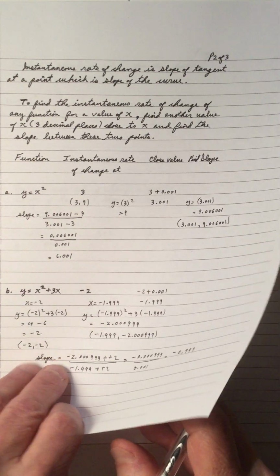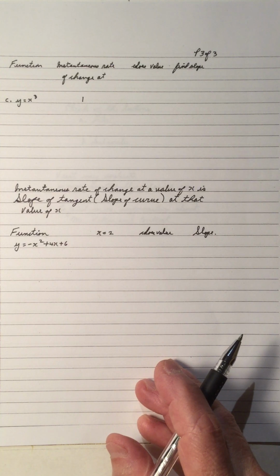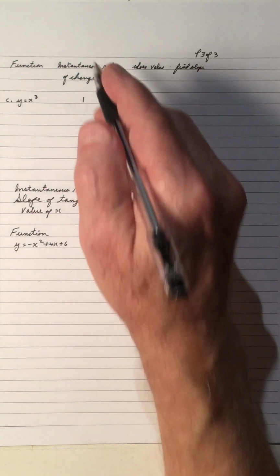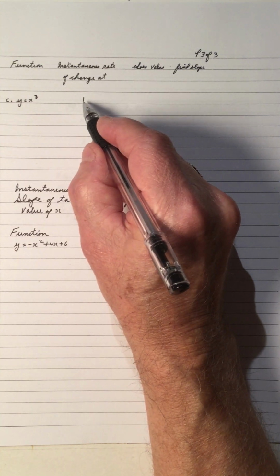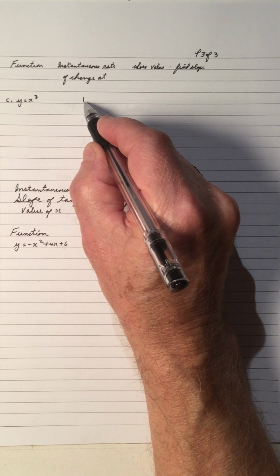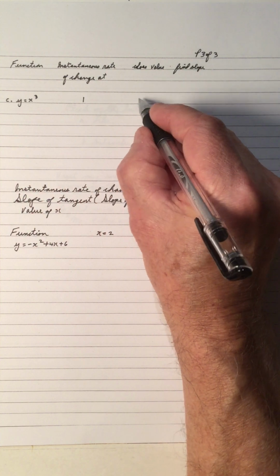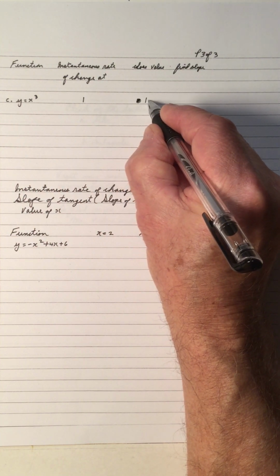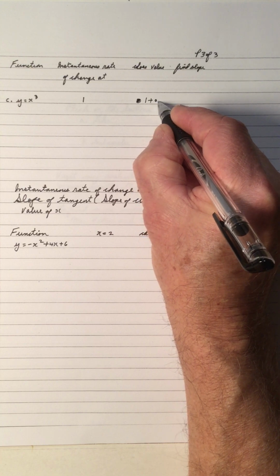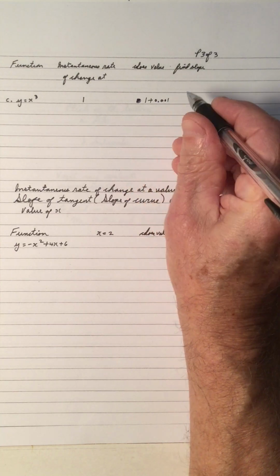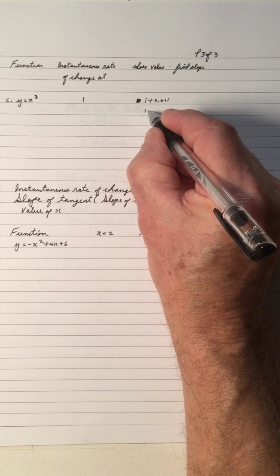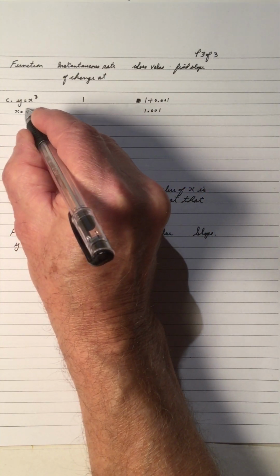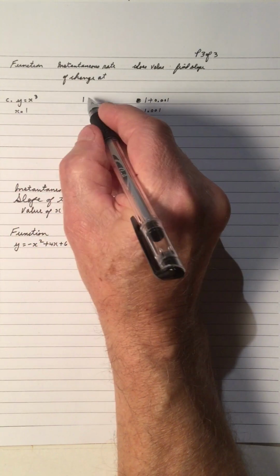Okay, let's continue. More examples. And hopefully you can see the pattern I'm using. So let's find the instantaneous rate of change at 1. This is a cubic. So the close value is 1 add on decimal 001. So that value is 1.001.